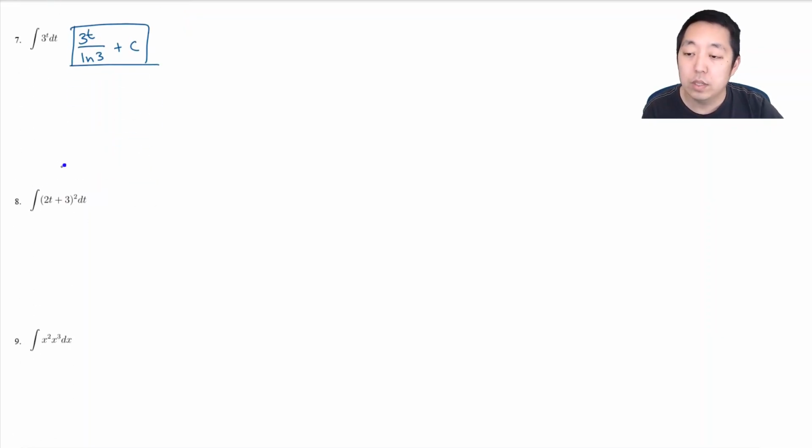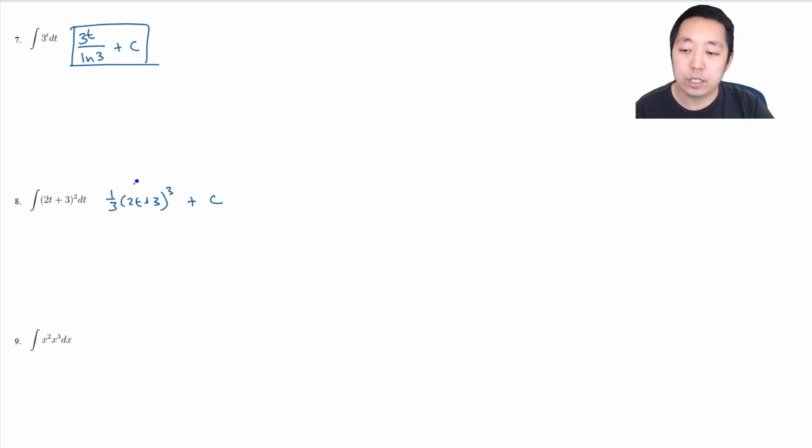Yeah. This one, there's a couple of ways you can do this. One thing you could do is infer 1/3 (2t plus 3) cubed. But the problem with this approach is that you're going to be off a little bit, because if I take the derivative of this, by chain rule, I have to multiply by the derivative of the inside and make it 2 times. So to compensate for that, I can divide by 2, and that would make this 1/6 (2t plus 3) cubed plus c.